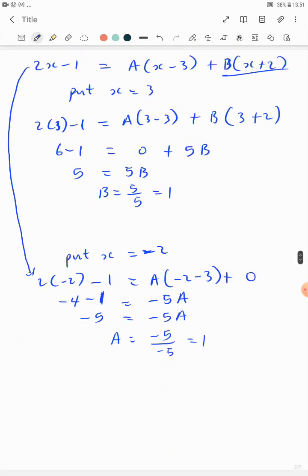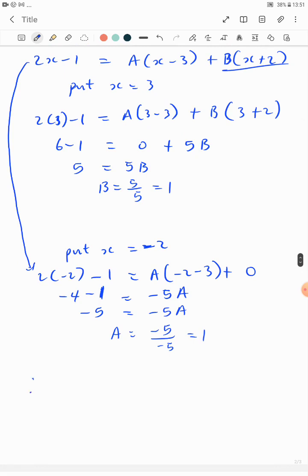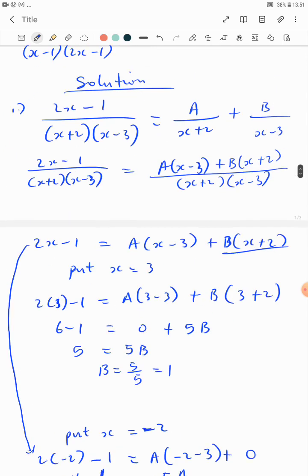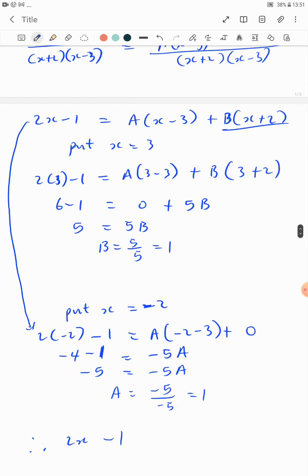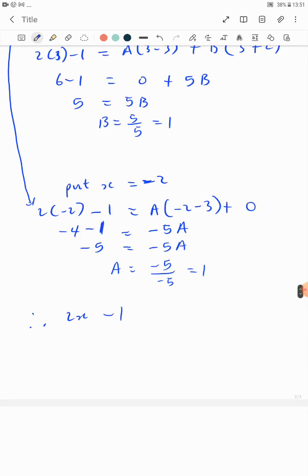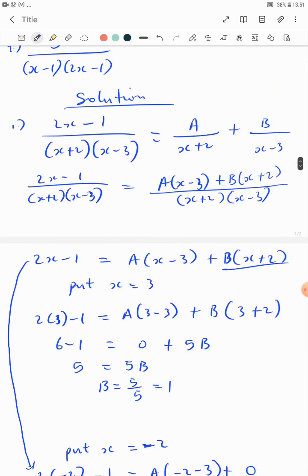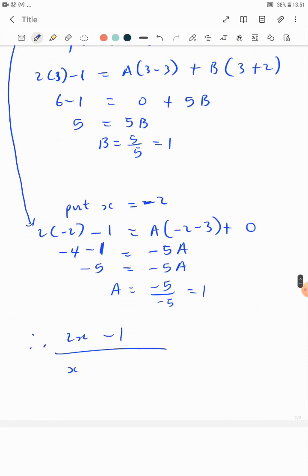So we have, therefore, (2x minus 1) over (x plus 2)(x minus 3) equals our a that we have before, a over x plus 2, plus b over x minus 3.